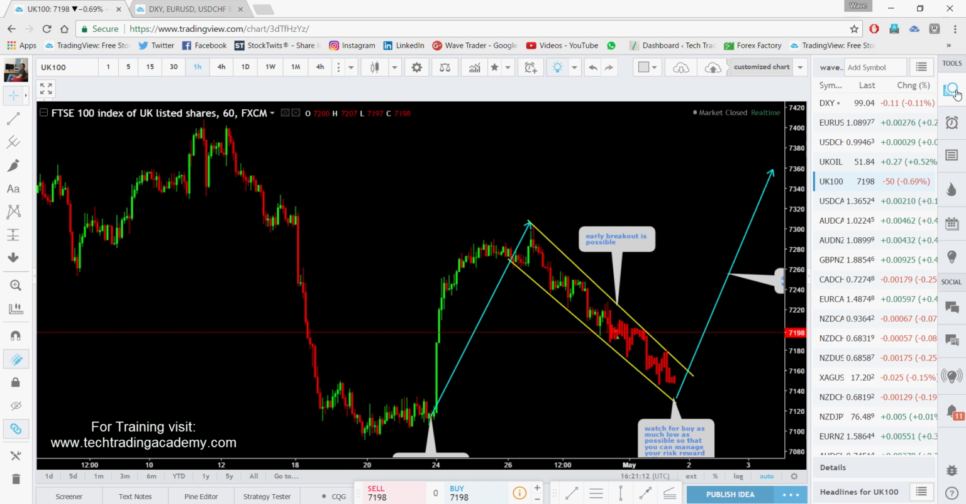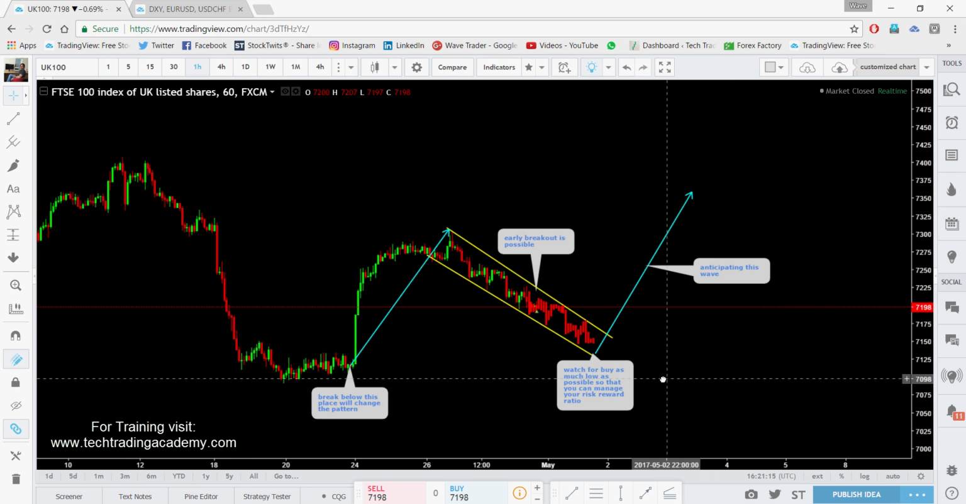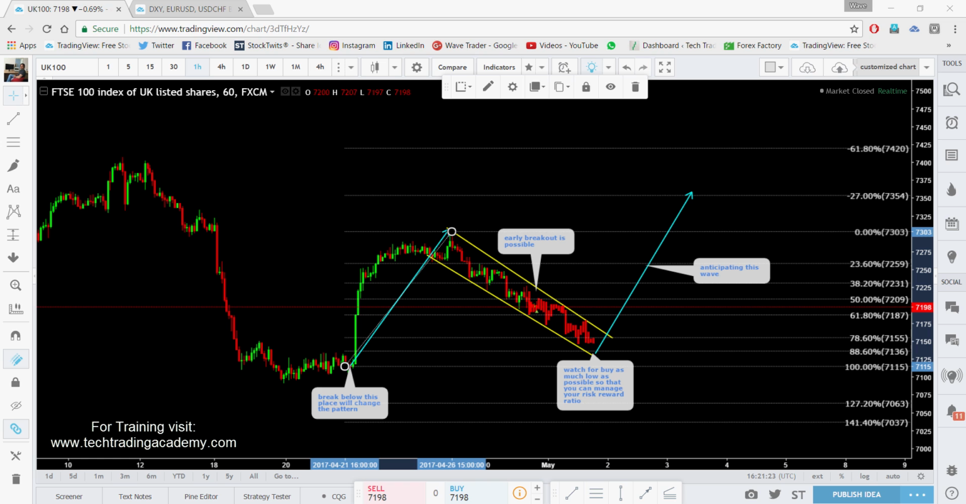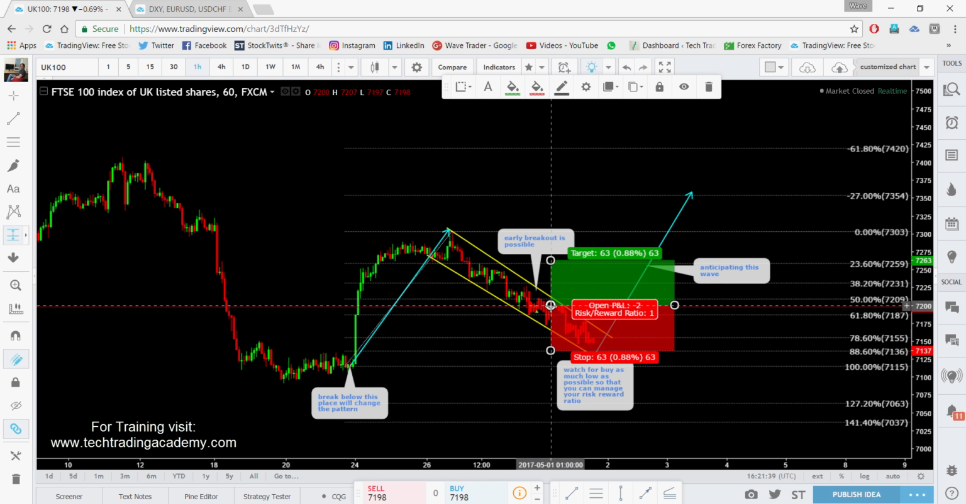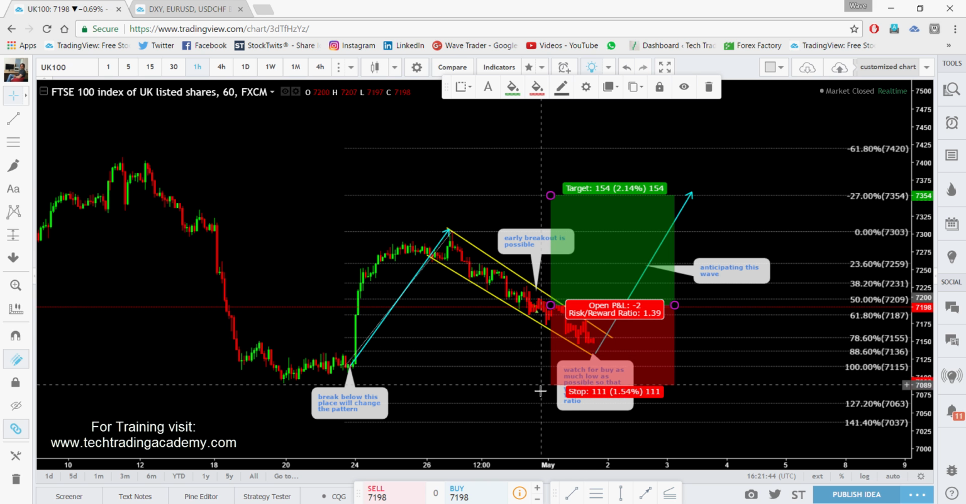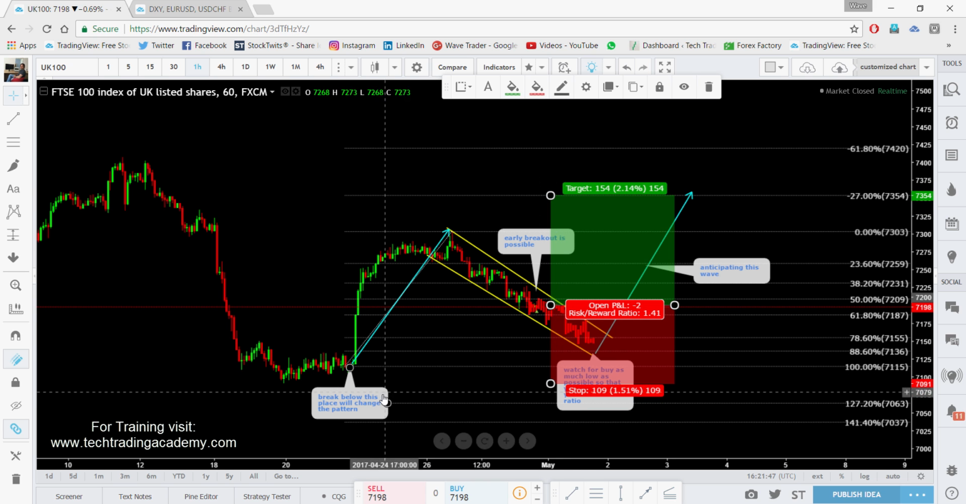UK 100 index, continuation formation. Yeah, I have shown you where you fellows need to pay attention, at that area. It can break out early and can continue. The formation is corrective. It can break early and continue, but the risk reward ratio is not going to be good enough if it does that, up to the previous high. So the safe stop loss is going to be just beyond the previous low.